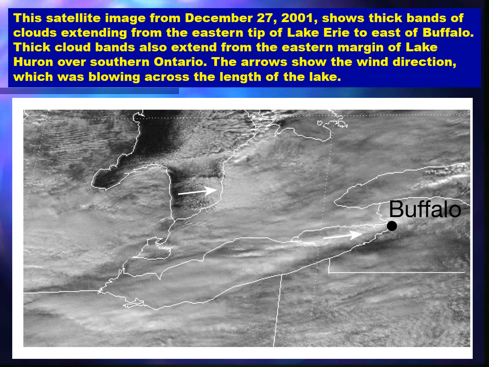And here we zoom in on that. So this is December 27th back in 2001. Thick bands of clouds extending from the eastern tip of Lake Erie to east of Buffalo. Anyway, you definitely get more snowfall on the leeward side of these lakes than you do in some other places. And that is called lake effect snow. So Buffalo is not just known for buffalo wings, it's also known for lake effect snow.